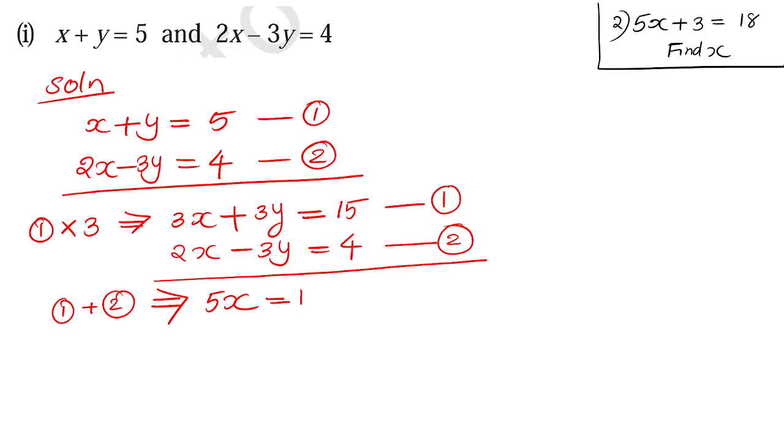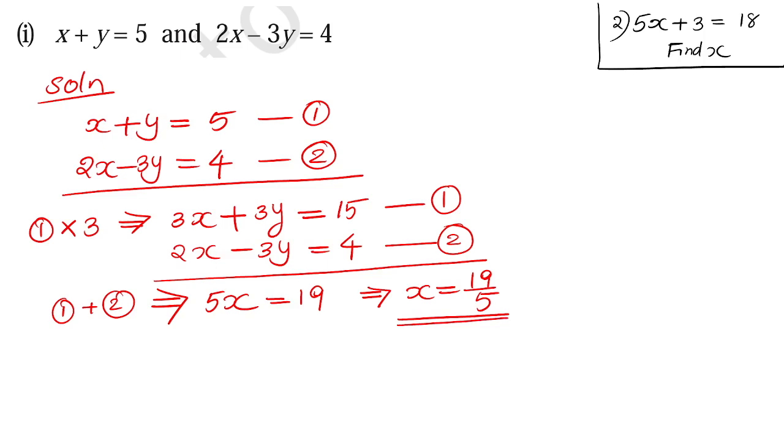In most of the textbook questions, we will not get a good answer. We will get fractions. So you should not make any mistake. You must be careful. 3x plus 2x, 5x. 3y cancels. 15 plus 4 is 19. So 5 goes to the other side, and you will get x equal to 19 by 5. No need to divide, you can write it like this, 19 by 5, a fraction.